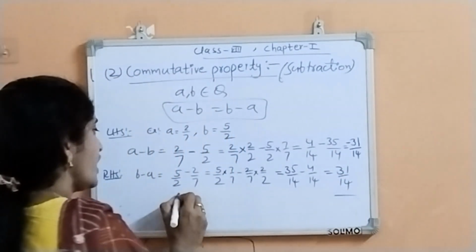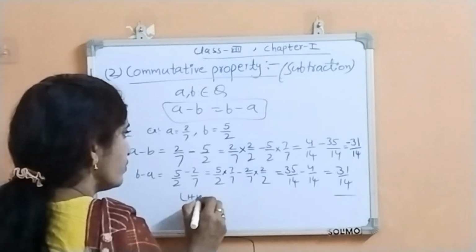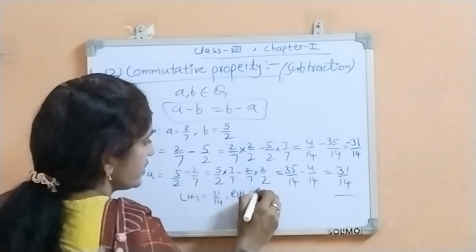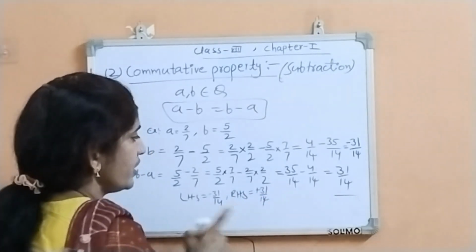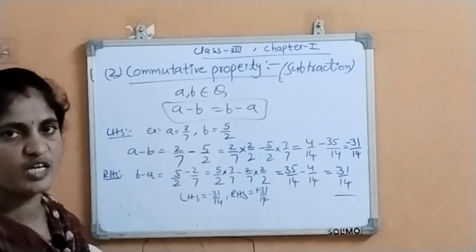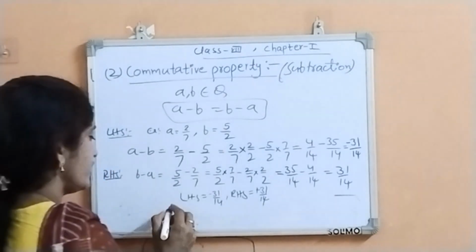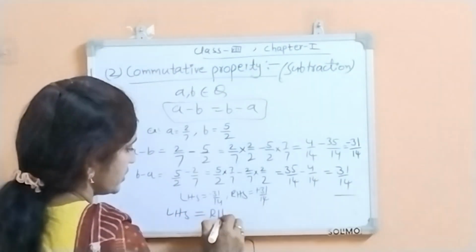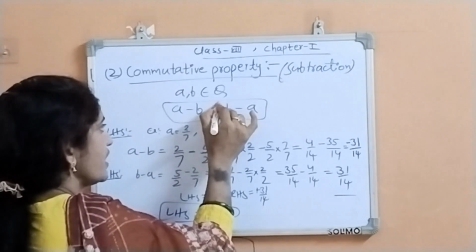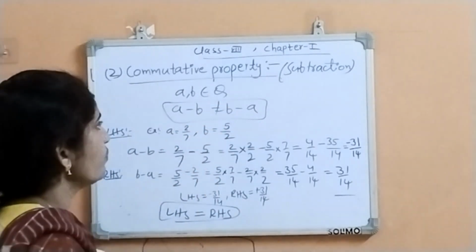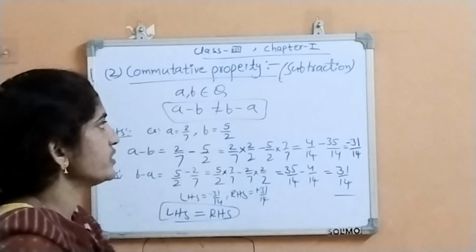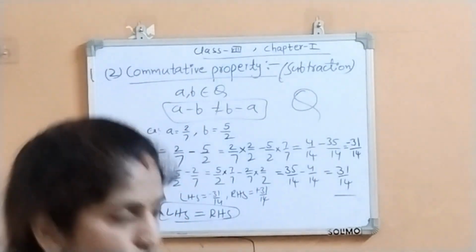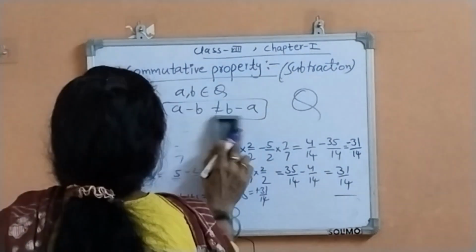Okay, so LHS equal to minus 31 by 14, RHS equal to plus 31 by 14. Here, are these two fractions the same or not? Not equal with each other. So LHS is not equal to RHS. So by this we can generalize that commutative property under subtraction is not possible in the rational number system. Okay, so by this we completed subtraction.